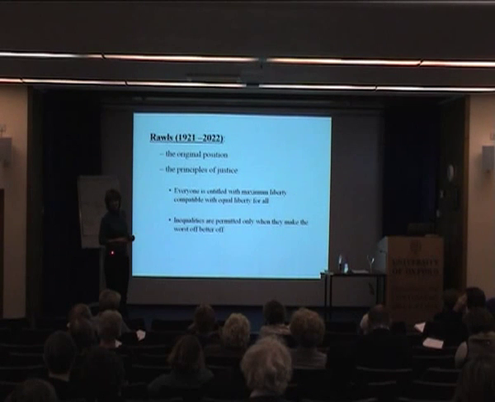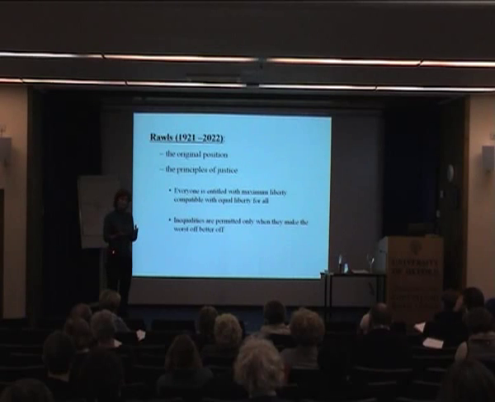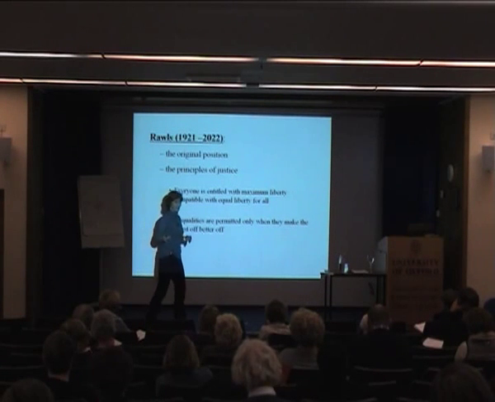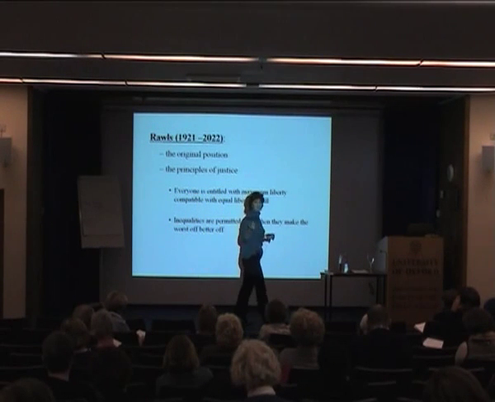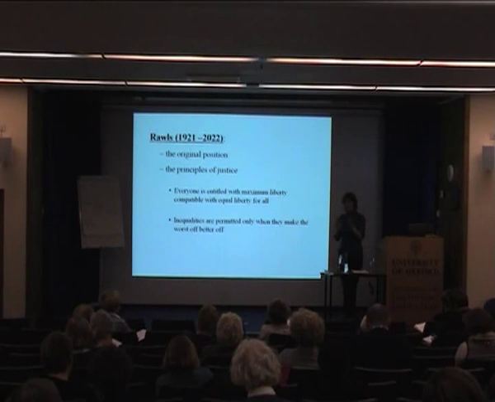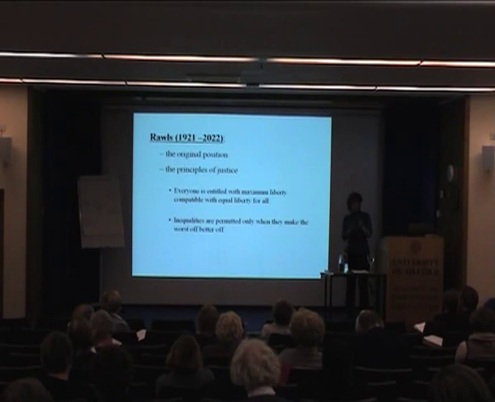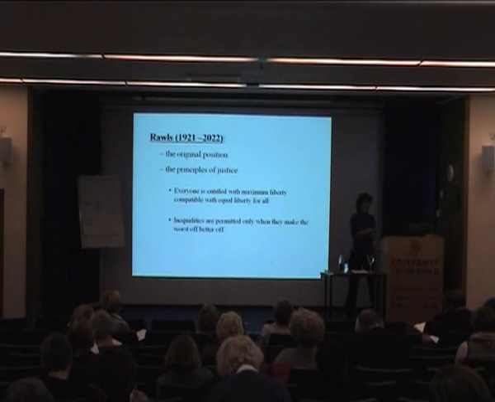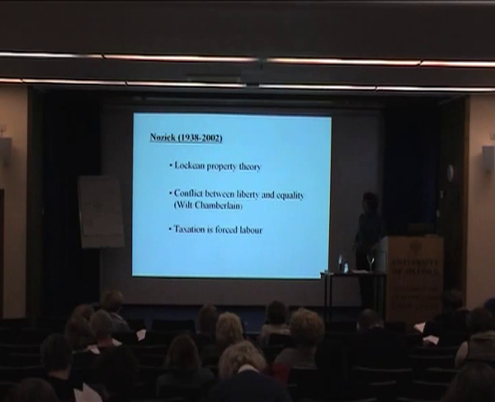So that's all I'm going to say about rules, but that's a very quick romp through distributive justice according to the theory of justice, and the original position is the key thing in that, and of that, it's the original position and the thin theory of good that are important. And now, finally, I'm going to go on to Nozick.